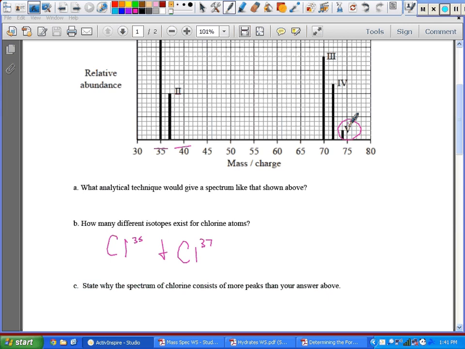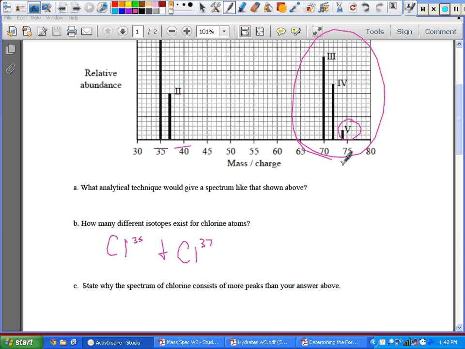C. State why the spectrum of chlorine consists of more peaks than your answer above. Those 3 peaks way down here, what do they represent? It's a different combination of each isotope to create diatomics. One more time. If you weren't here Friday, none of this is going to make sense. It's a different combination of the isotopes to create a diatomic. So, peak 3 was which 2 isotopes coming together? 2 35s, because 35 plus 35 is 70.